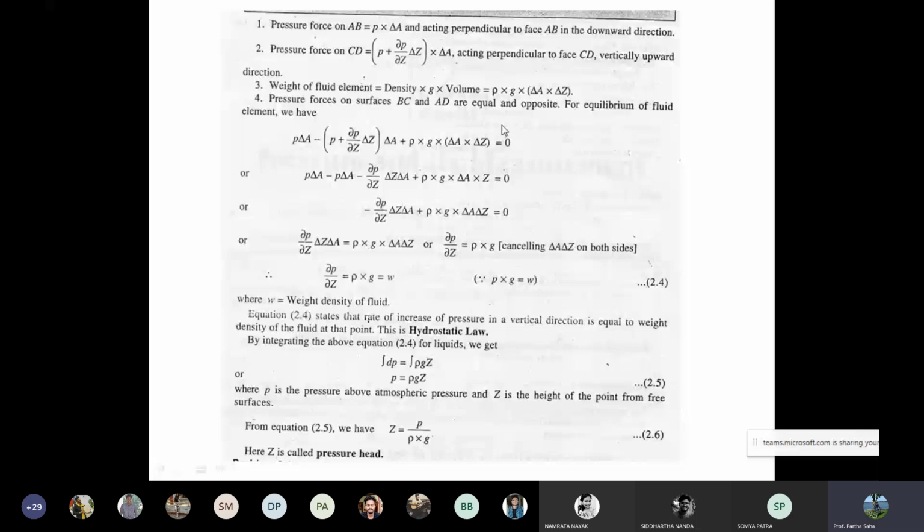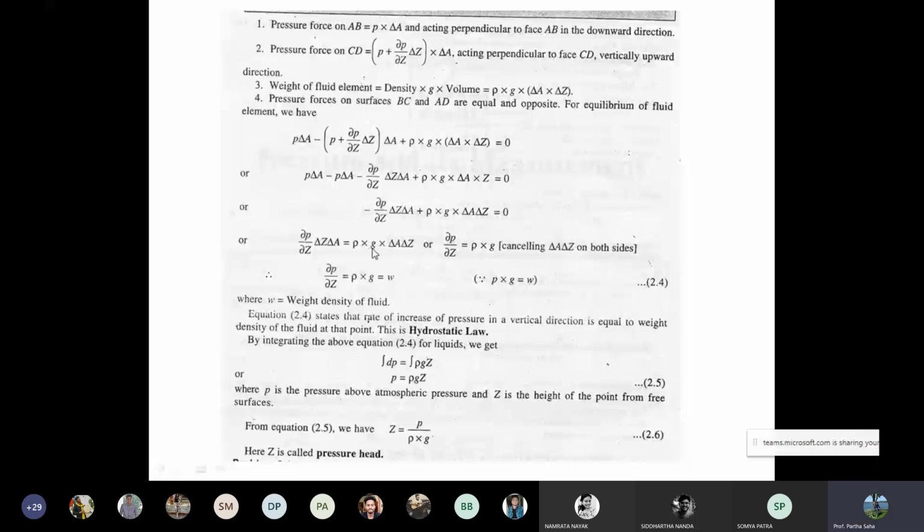If you take the upward direction positive, the weight is the downward force and the upward force is negative. So this is the weight of the body, this is the pressure force on the upward surface AB, and this is the pressure force on CD. Putting all these values together, this expression comes out, and cancelling delta A delta G on both sides, del P by del G equals rho G.